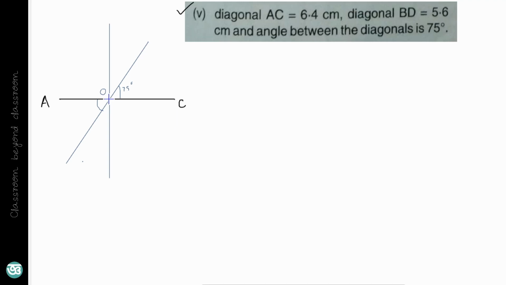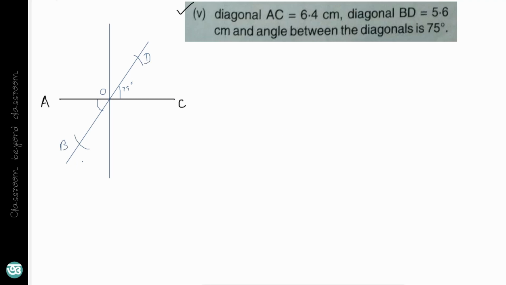Point O is the midpoint of both the diagonals. So taking O as a center, we can locate point D at a distance of 5.6 divided by 2, that will be equal to 2.8. So this will be point D, and similarly on this side it will be somewhere over here, and this will be point B.